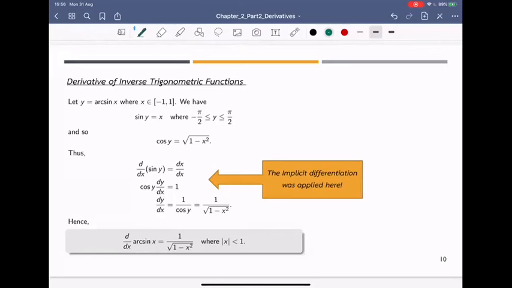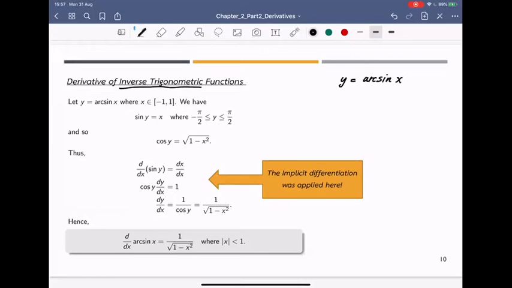So, derivative of inverse trigonometric functions. I know that for some of you, inverse trigonometric is a pain. You hate it. I hate it too. But let's see how we develop the formula for inverse trigonometric differentiation. Let's start with y equal to arc sine x.